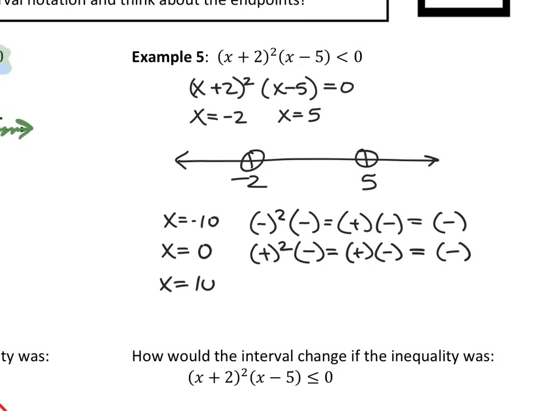For the next one, I'm going to pick 10 just because that's significantly bigger than 5. 10 plus 2 is a positive number. 10 minus 5 is a positive number. Positive squared is still positive, which means that section would be positive. Okay, cool. What was the actual question here? Less than 0, which means which two sections are we going to include in my answer?